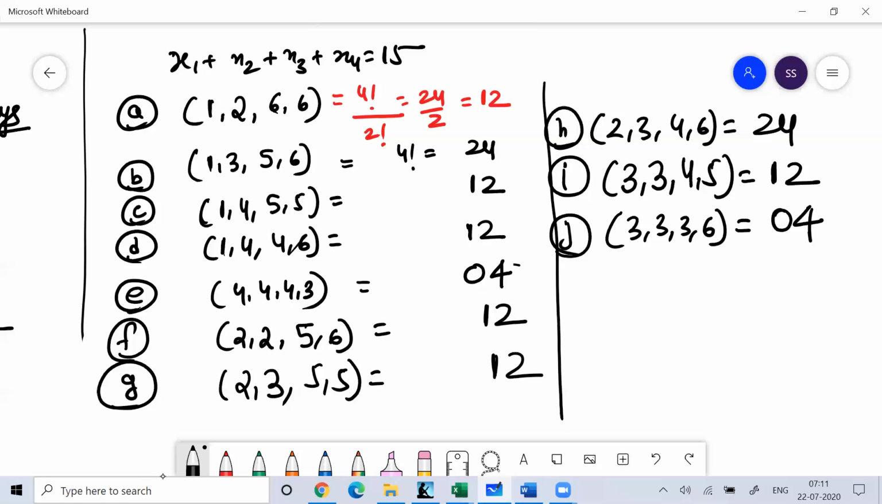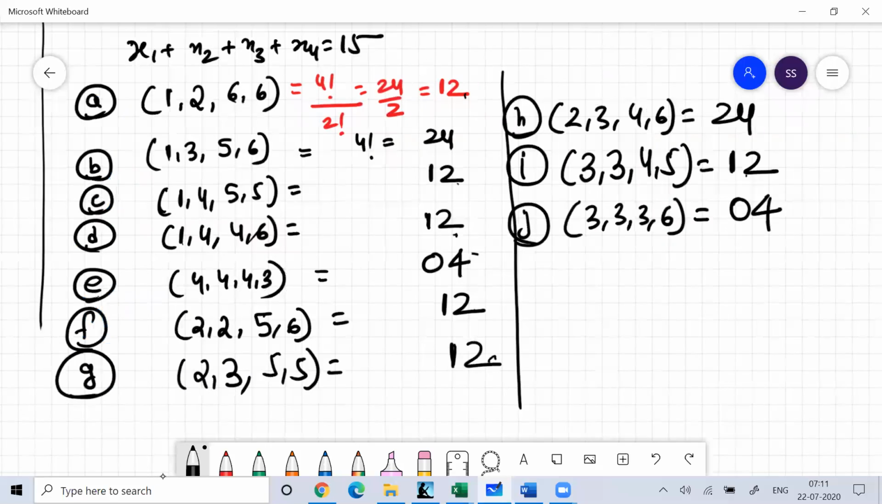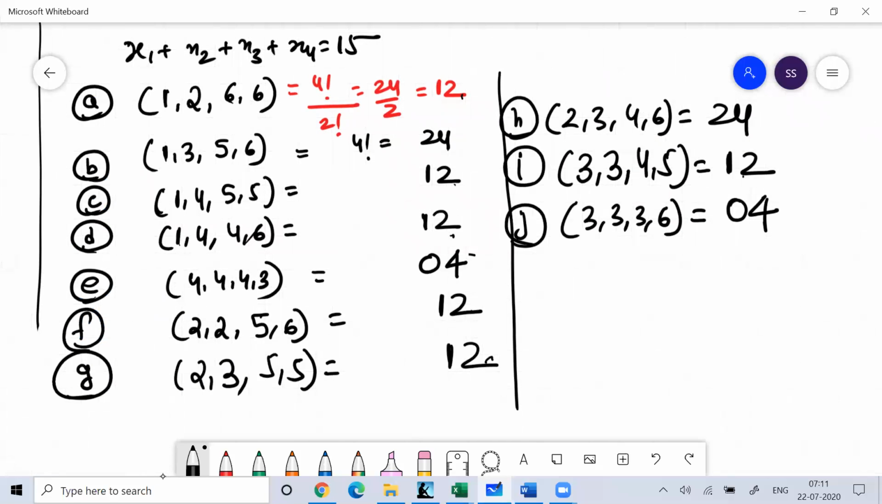So let me do the sum. 120, 120 plus 8, 128. Okay, so it is 128. I should get the answer as 140. So this is 128, no?